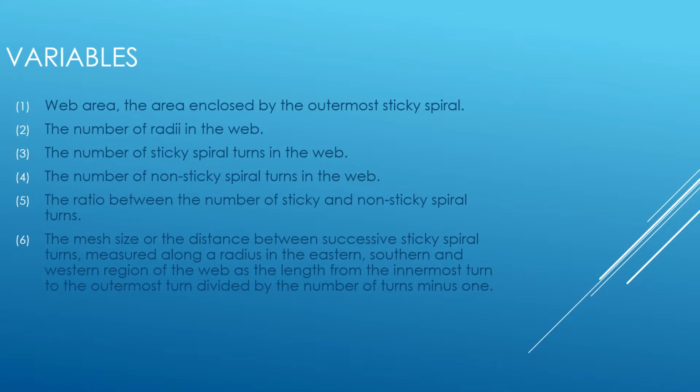And then we will calculate the ratio between the sticky and the non-sticky spiral turns, which ends up being around 6. And then finally, we want to have the MASH, or the distance between successive sticky spiral turns measured along a radius in the eastern, southern, and western regions of the web, as the length from the innermost turn to the outermost turn divided by the number of turns minus 1.